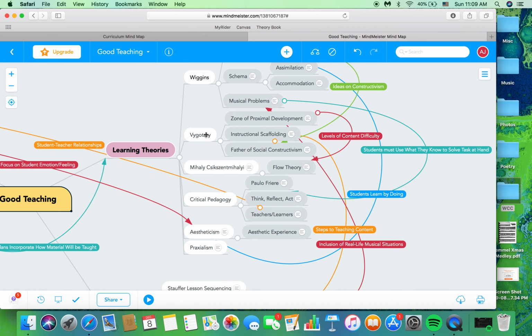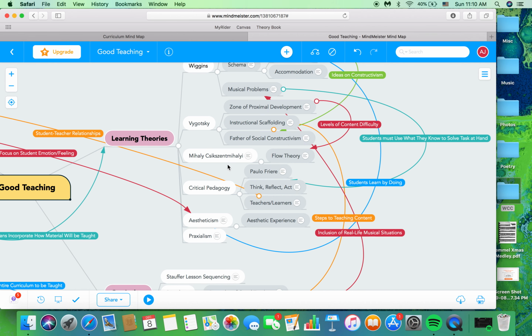And then I have Vygotsky, so obviously he's big on the ZPD, the zone of proximal development. Also, instructional scaffolding. And also, I just kind of put that he's the father of social constructivism.